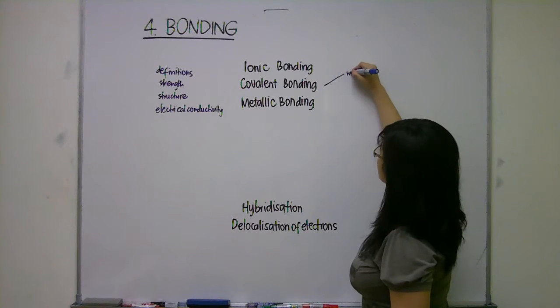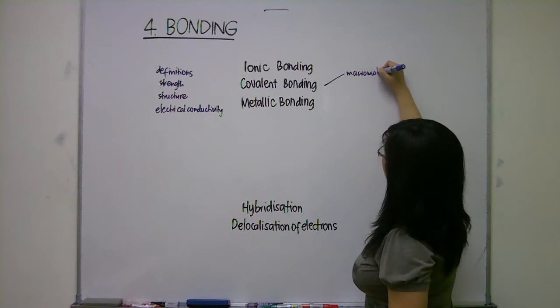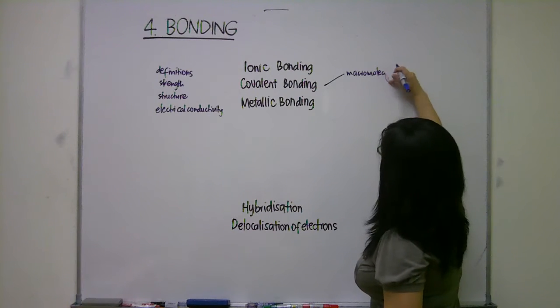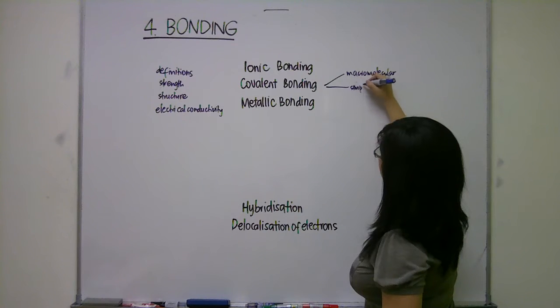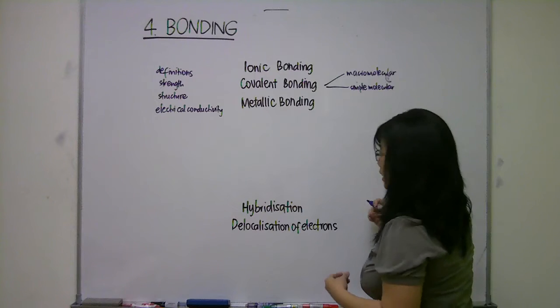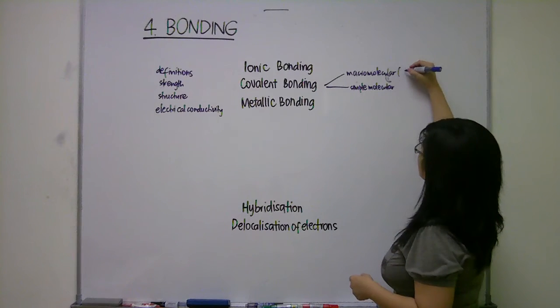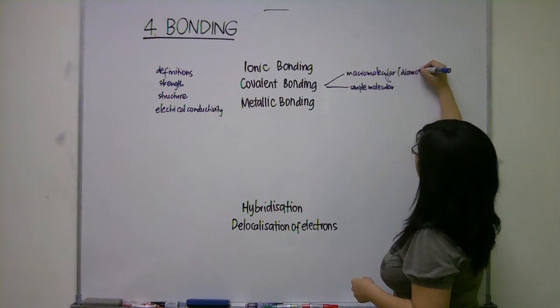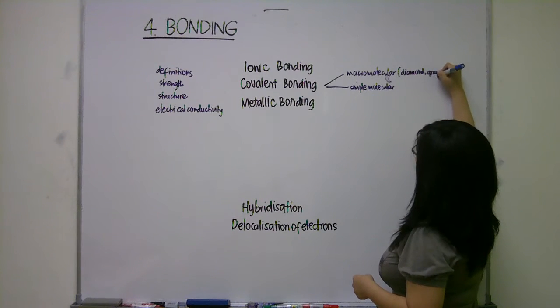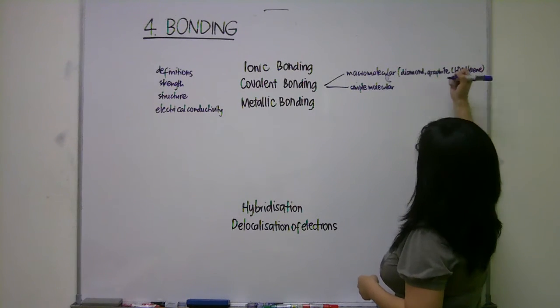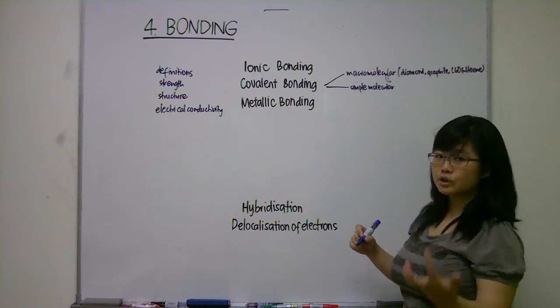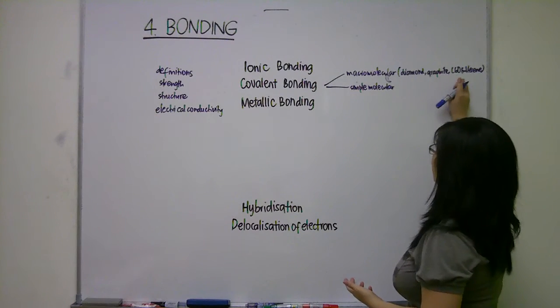We know that there are two types: macromolecular and simple molecular. For macromolecular, we'll be discussing diamond, graphite, and C60 fullerene. So you're going to teach a student the differences between the three types.